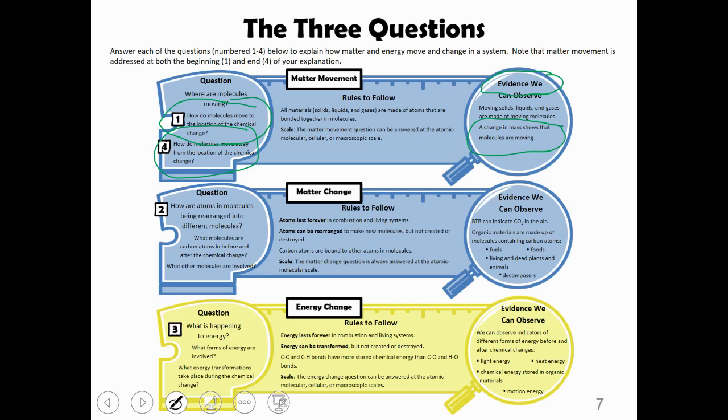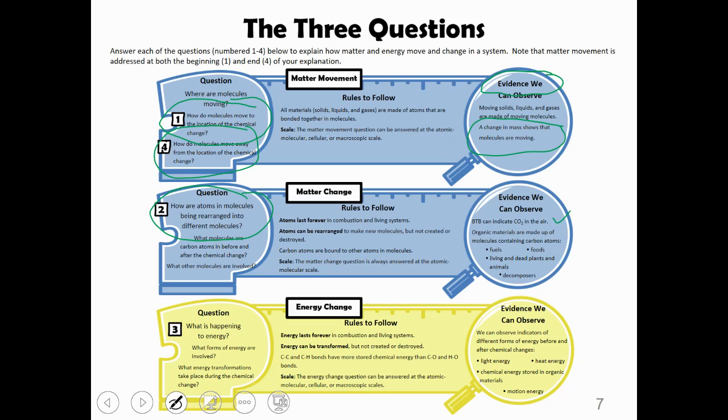What about matter change? Well, we know that matter atoms can be rearranged. They last forever, but they are obviously rearranged when the molecules undergo a chemical change. And so we're looking at how molecules are rearranged. That's the critical thing that you've got to be able to explain when you talk about change. Can you explain how the atoms are being switched or changed? Evidence of this, well, obviously BTB can be used for this. That's going to be the big piece of evidence in terms of chemical change.